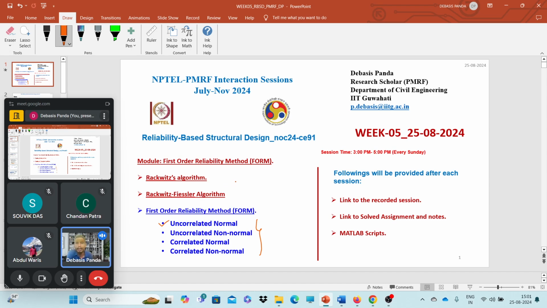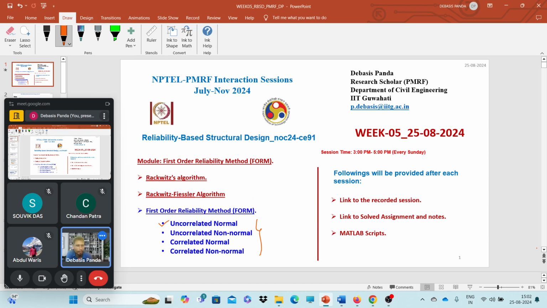So first let's go through the four cases, then we will make one generic function file which can handle those four possible cases where your limit state function can have different kinds of random variables and their nature can be different. Okay, let's quickly start. Today we will solve problems using MATLAB, and we will make generic function files which can handle these four kinds of problems for the Rackwitz as well as the Rackwitz-Fiessler algorithm. And we will see what is the difference between the Rackwitz and Rackwitz-Fiessler algorithms.